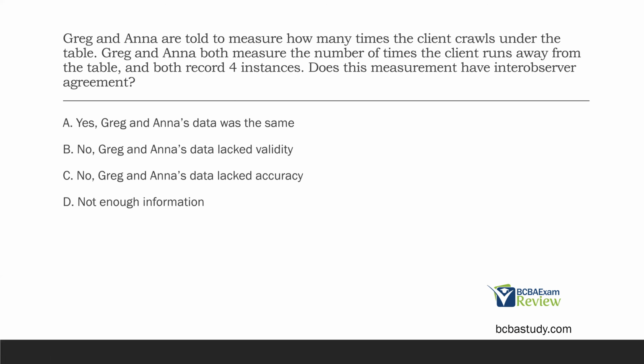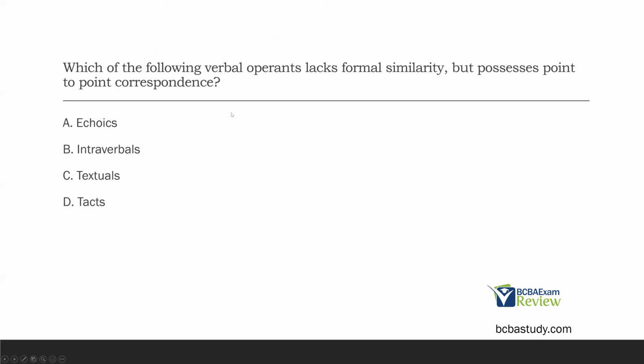IOA is important. Okay, it keeps us honest. It keeps us on our toes, keeps us measuring and doing the right thing. But be careful, because if you're all measuring the wrong thing and getting the right answer, you're still going to show agreement. So does this measurement have inter-observer agreement? Yes, Greg and Anna's data was the same.